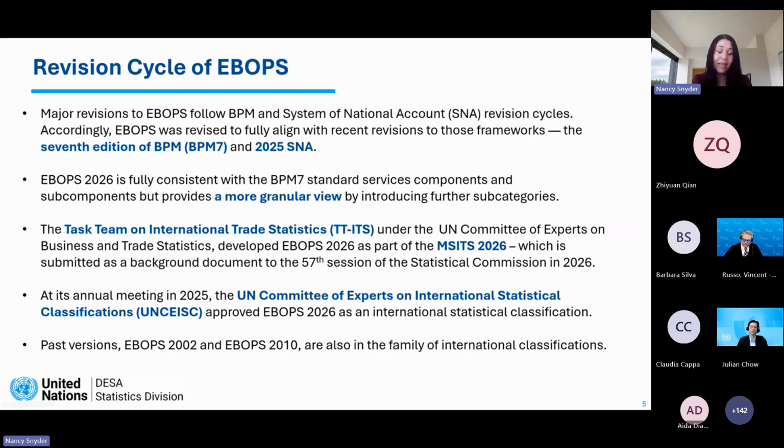And again, as I mentioned, the Task Team on International Trade Statistics under the UN Committee of Experts on Business and Trade Statistics developed EBOPS 2026 as part of the MSITS 2026 drafting process, which is being submitted as a background document. At its annual meeting last year, the UN Committee of Experts on International Statistical Classifications approved EBOPS 2026 as an international statistical classification, which we are happy about.